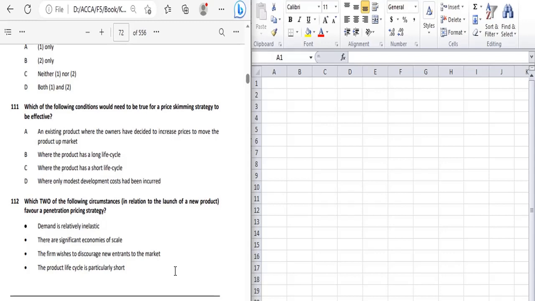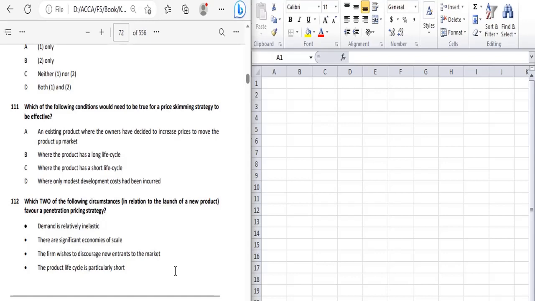So here again you can use the market skimming strategy. Third, when the demand for the product is inelastic, you can use it. A firm with a liquidity problem may also use this strategy in order to generate a high cash flow early on. Okay, so these are the circumstances where you can apply the price skimming strategy.